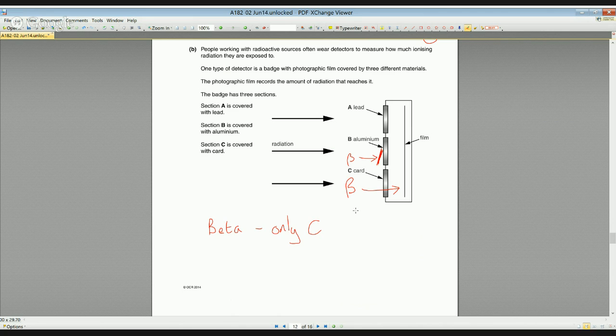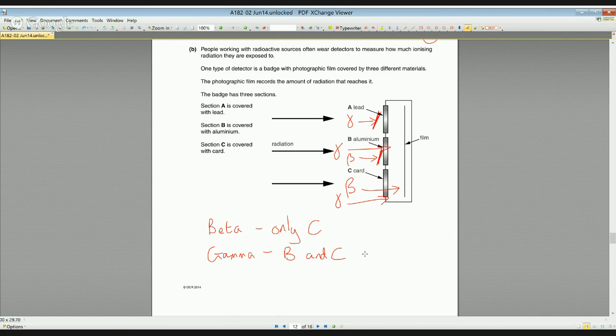For the gamma radiation, gamma can certainly pass through card, and it can pass through aluminium, but you should have seen in class that when we put lead in front of gamma, it stops. You need quite a few centimeters of lead to stop it, but it does stop it. So gamma will work on B and C. That will get you both marks.